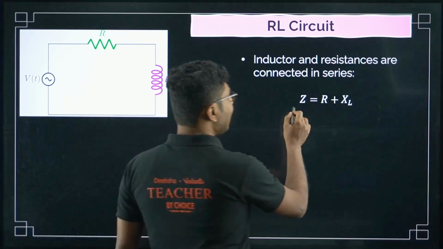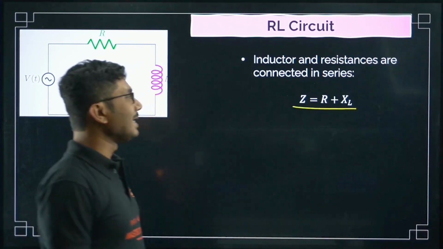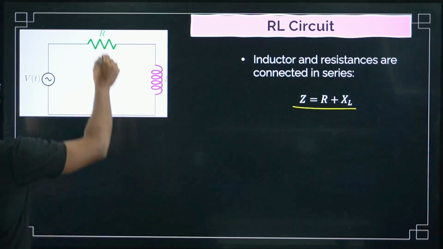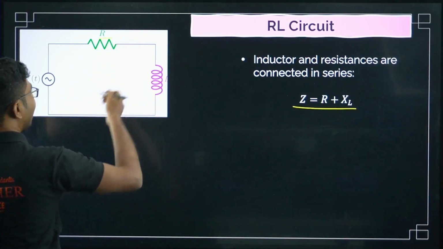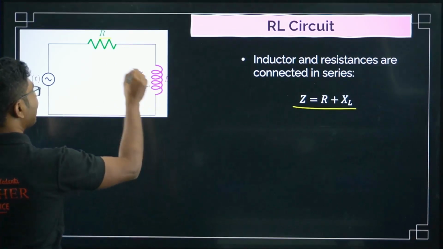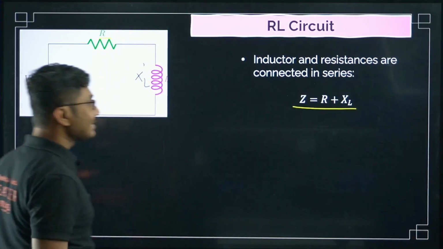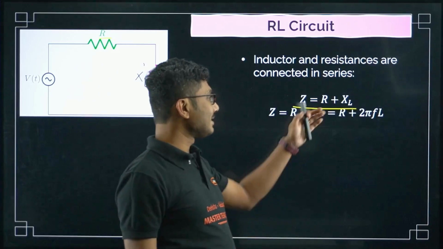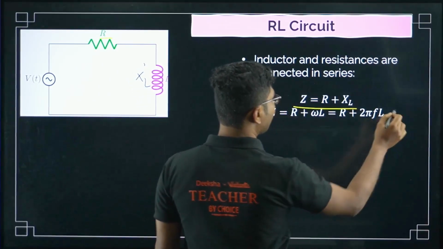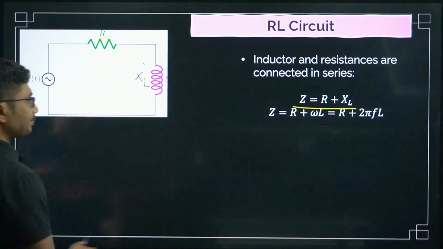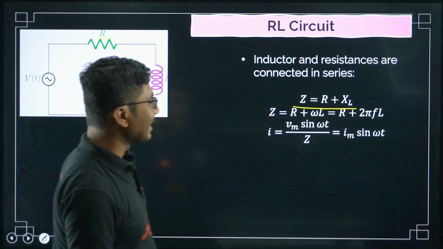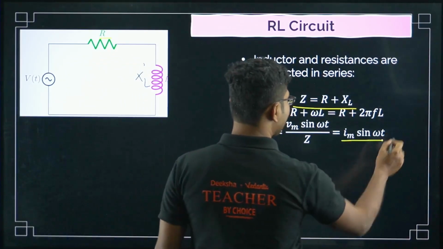Now in this case, the impedance is given by Z equals R plus XL. This is R, this is XL, the inductive reactance. They can be considered a simple series connection, so the impedance is R plus XL, or R plus omega L, or R plus 2 pi FL. Now you can calculate the current as well, Im sin omega t.